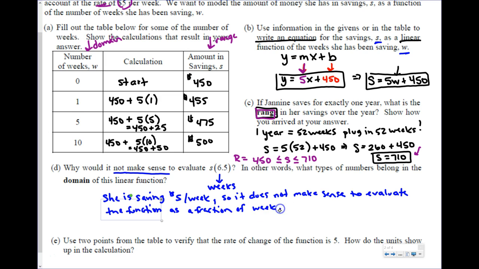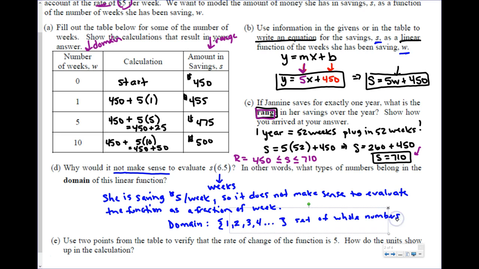6.5 is saying that I'm in between 6 weeks and 7 weeks. So there's no part of this rate that says she's saving something per half a week. This rate is only per 1 week. So you can't really judge how much she's saving as a fraction or a decimal. It doesn't make any sense to do that. So your domain would actually be the set of whole numbers: 1, 2, 3, 4, and so forth. You cannot have decimals in your domain in this problem because it doesn't make any sense. And that's something you have to think about logically.